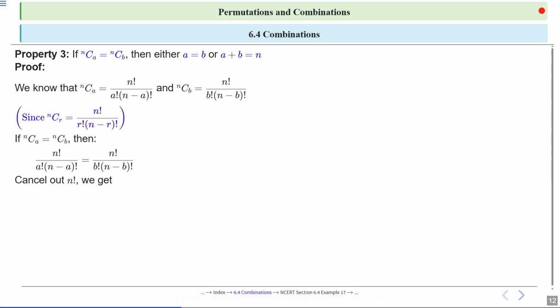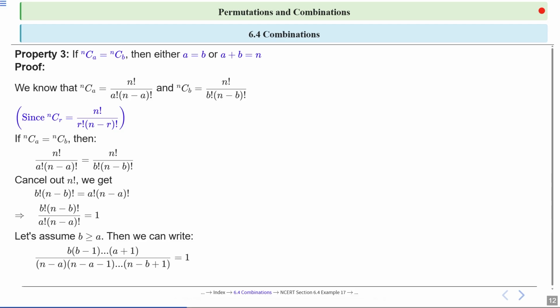If nCa equals nCb, then n factorial upon a factorial times (n minus a) factorial is equal to n factorial upon b factorial times (n minus b) factorial. Cancel out n factorial, and we get b factorial times (n minus b) factorial equal to a factorial times (n minus a) factorial. This implies b factorial times (n minus b) factorial upon a factorial times (n minus a) factorial is 1.